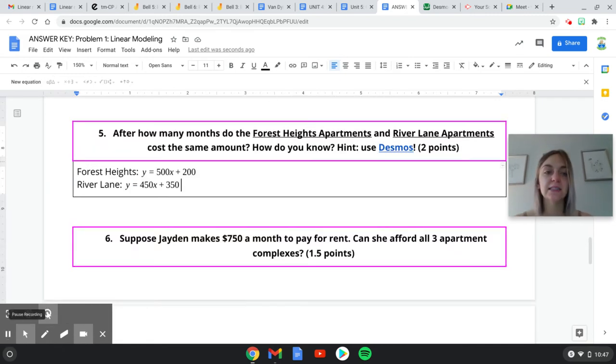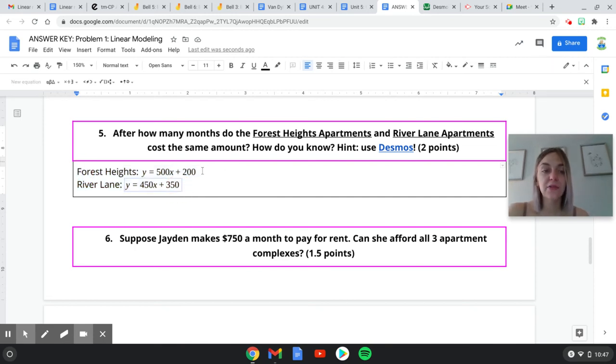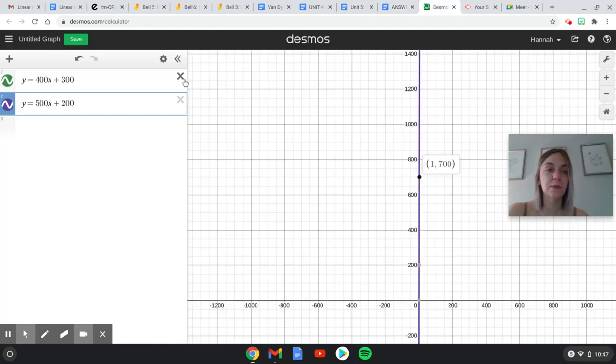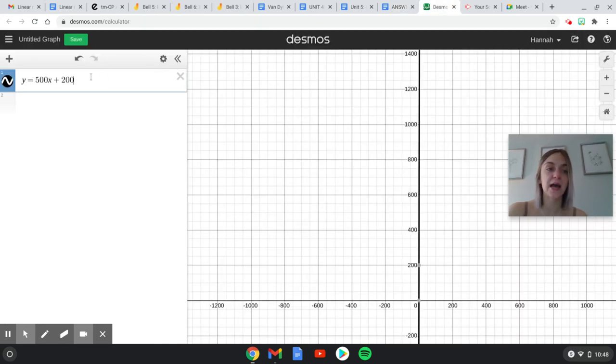And then number 5 is asking me a similar question. After how many months do the Forest Heights apartments and River Lane apartments cost the same amount? How do you know? And we're going to use Desmos to help us here. So all I've done so far is copy and paste my 2 equations for Forest Heights and River Lane apartments into this box. Make sure that your 2 equations look like this. And just like I did with the last problem, that's what I'm going to do in Desmos. So I'm going to clear out these 2 equations, and I'm going to copy and paste my new equations into Desmos and find where they intersect.